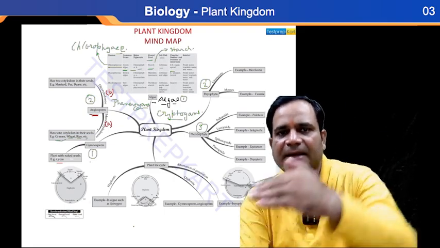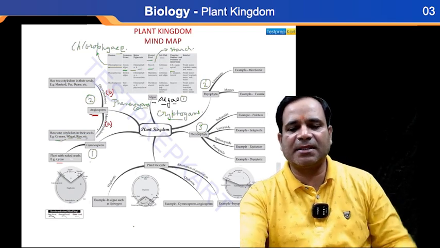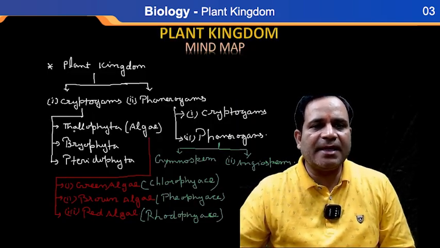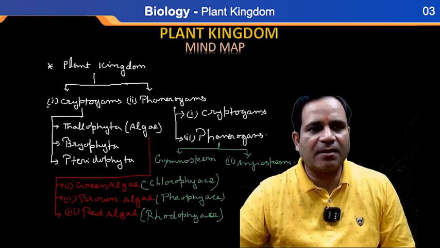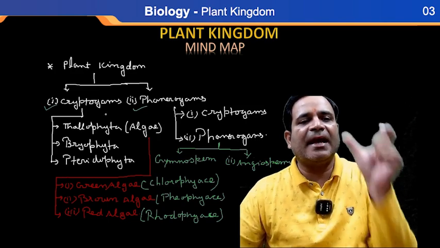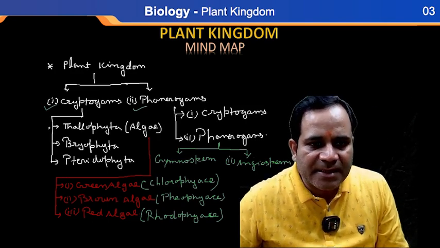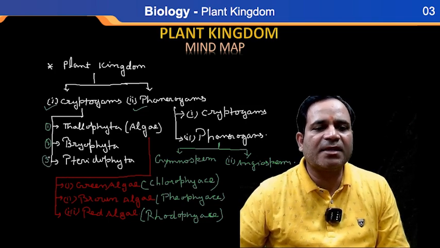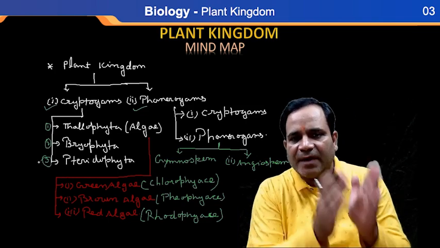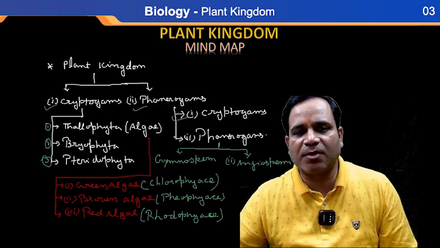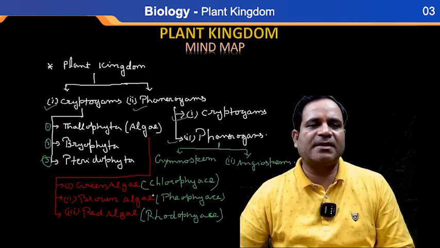Cryptogams is clear. Cryptogams are divided into how many parts? See in this one. Basically the plant kingdom is divided into two parts. One is cryptogams, second one is phanerogams. And this cryptogams is divided into three parts. That is Thallophyta, number one. Second one is Bryophyta. And third one is Pteridophyta, right? Further, this phanerogams can be divided into two parts.